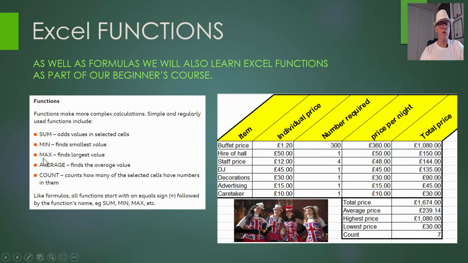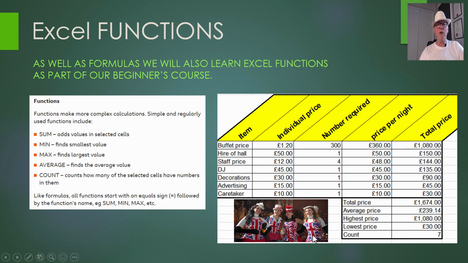Excel also has these functions where you can add up a total using the sum function. You can find the smallest value that you've got in a particular column using the minimum. Maximum finds the largest value. Average will work out the average of all your figures, and count will count how many of them there are.